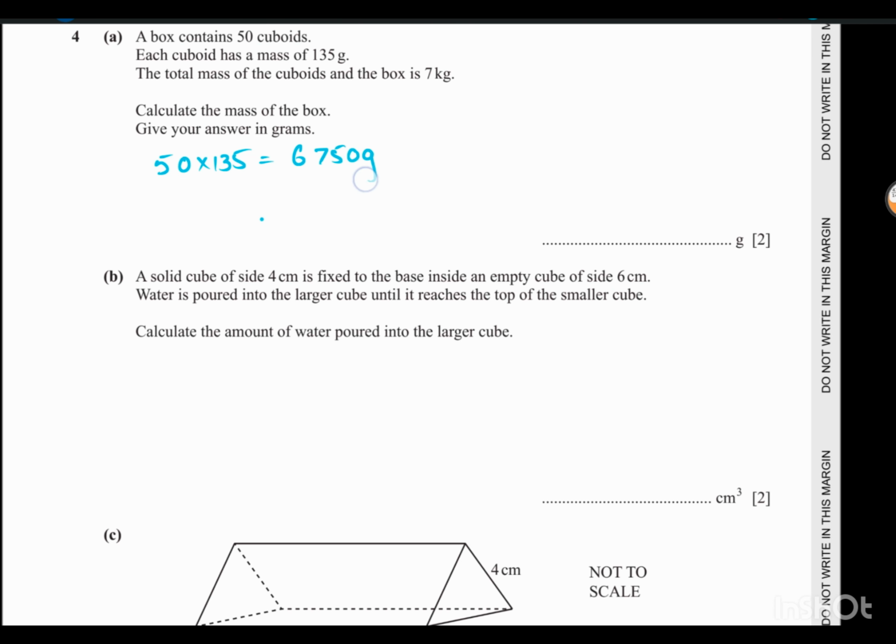6750 grams. Now total mass of cuboids and the box is 7 kg, which is 7000 grams. 7000 minus 6750 will be 250 grams. So this is the mass of the box.